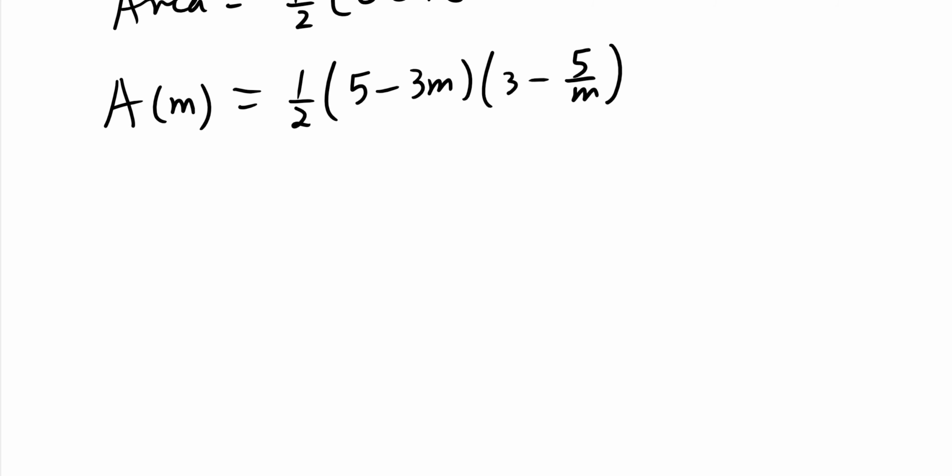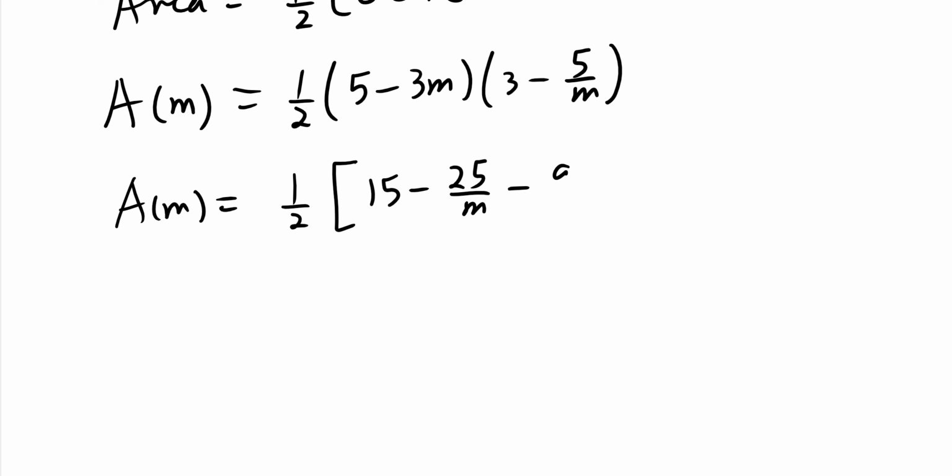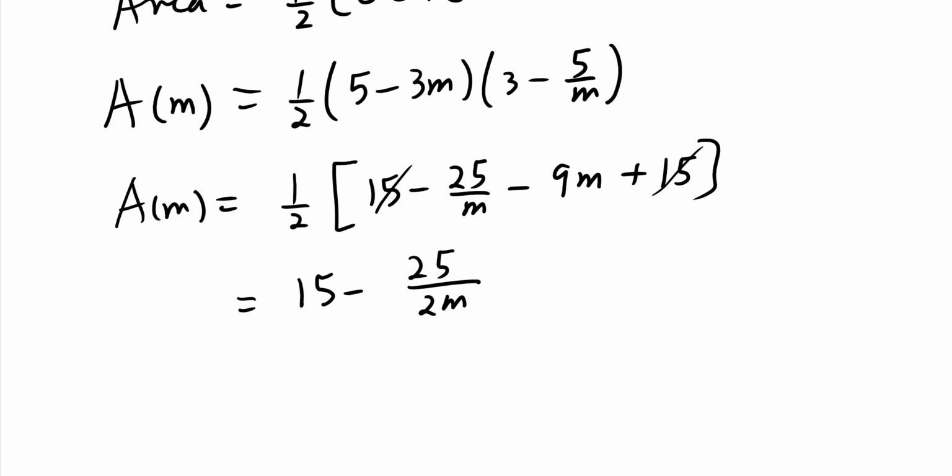Before we find it, you can find the derivative using the product rule, or we can just multiply it out algebraically first. Keep the 1/2 out and multiply this: 15 minus 25 over m minus 9m plus 15. Then this with this gives me 30. So 1/2 times 30 is 15, minus 25 over 2m, I'm multiplying the 1/2 in, minus 9m over 2. That's A of m.